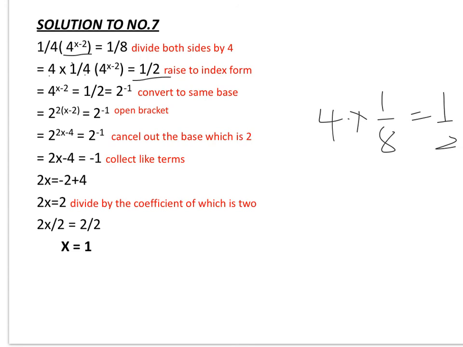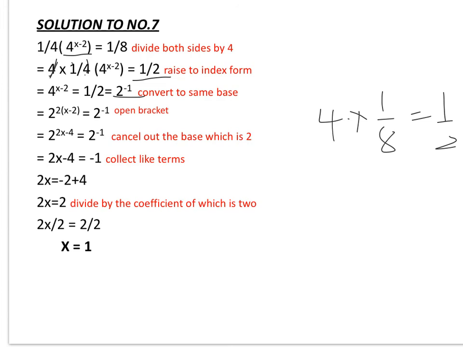So we have 4 times 1 over 4 bracket 4 raised to power x minus 2 to be equal to 1 over 2. 4 times 1 over 4 is equal to 1. So we have 4 raised to power x minus 2 is equal to 1 over 2. And 1 over 2 is equal to 2 raised to power minus 1. So finally we have 2 raised to power 2 bracket x minus 2, that is changing 4 to base 2. You have 2 raised to power 2 bracket x minus 2 is equal to 2 raised to power minus 1.